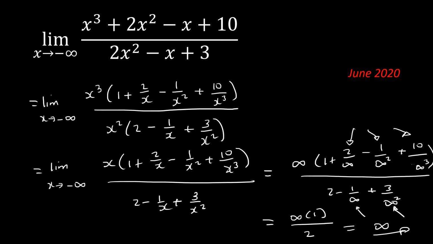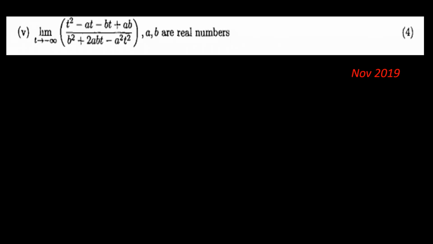Okay, let's see another one. This is from November 2019. They say determine this limit: limit as t approaches negative infinity of t squared minus at minus bt plus ab over b squared plus 2abt minus a squared t squared, and a and b are real numbers but they are unknown.